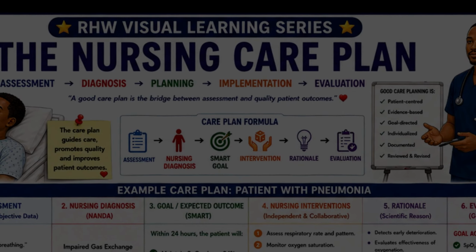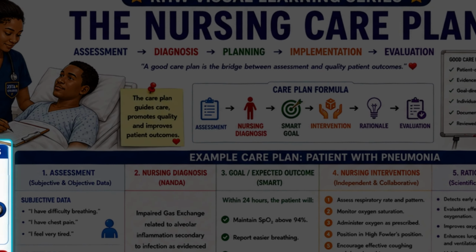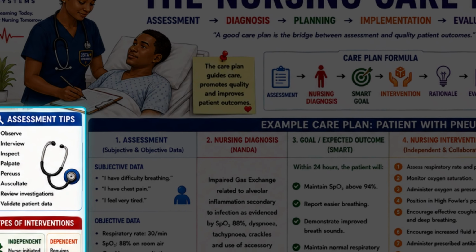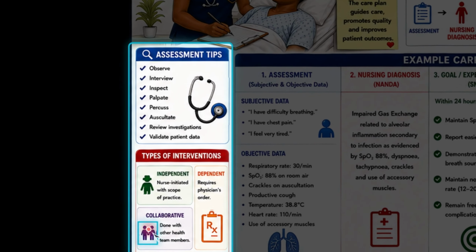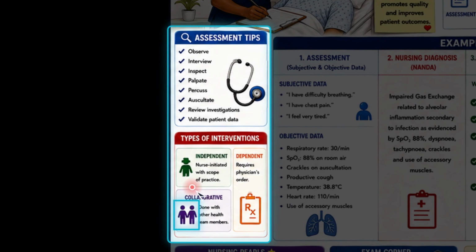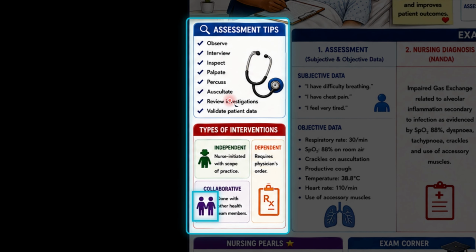Before writing a single word of your plan, you must master the mechanics of data collection and action categorization. Look at the left sidebar under Assessment Tips. Assessment relies on systematic physical examination and clinical inquiry. We observe general appearance and behavior. We interview to gather personal history and symptom narrative.